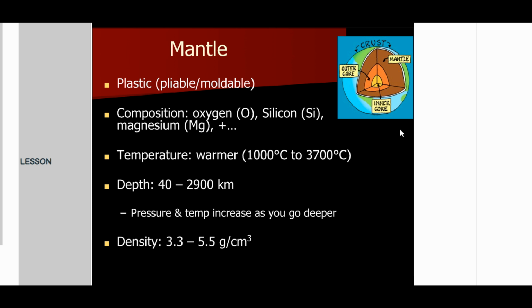The density of the mantle could be anywhere from 3.3 to 5.5 grams per centimeter cubed. Remember, the crust was kilometers cubed, so the mantle is much more dense. And density is also going to increase the further down you go. So as you get deeper into the earth, you get increases in temperature, pressure, and density.